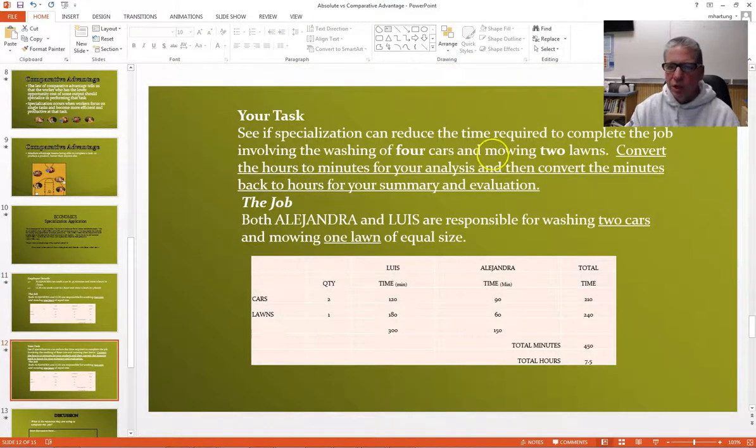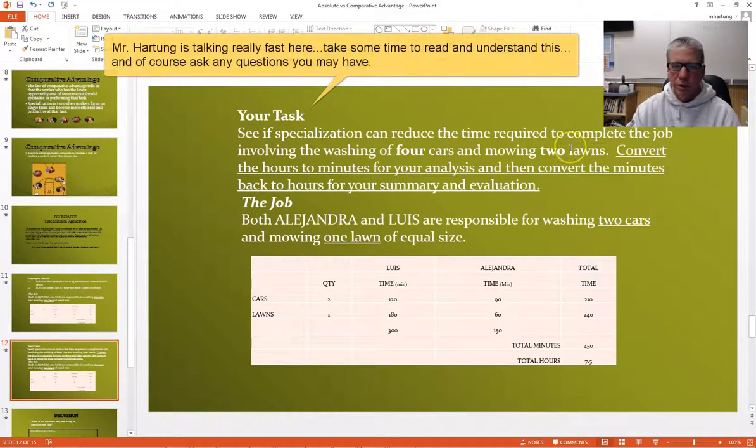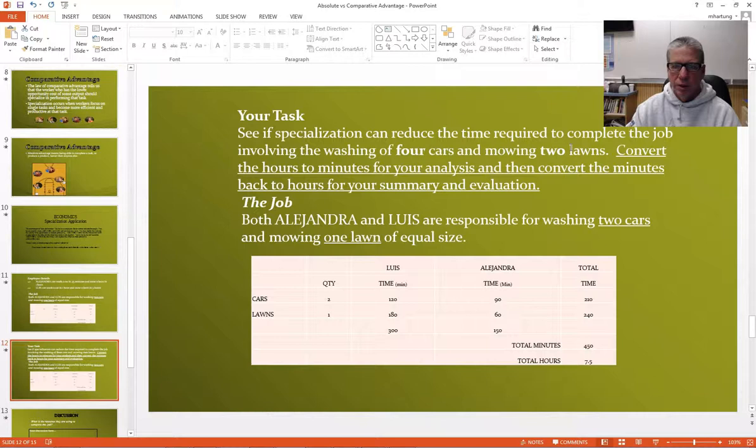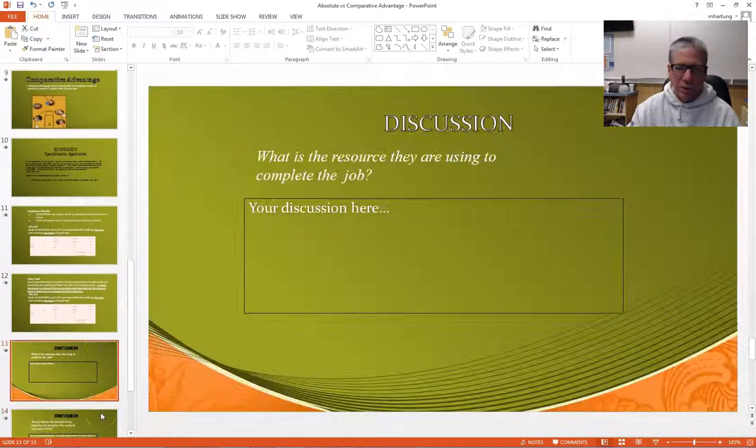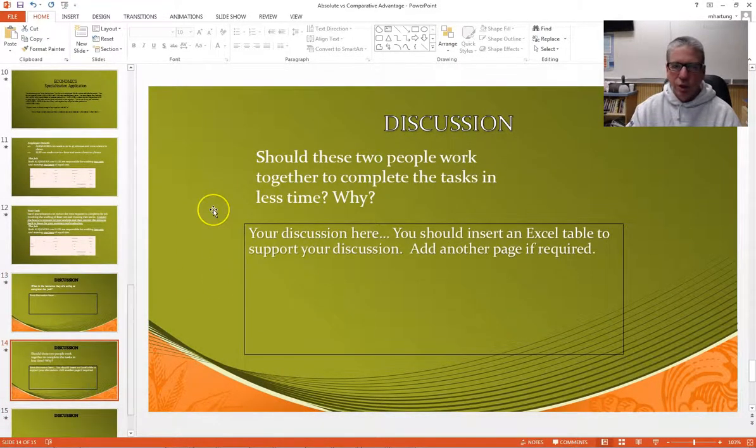See if specialization can reduce the time required to complete the job involving the washing of 4 cars and mowing 2 lawns. Convert the hours to minutes for your analysis, and then convert the minutes back to hours for your summary and evaluation that you will do here on these discussion pages. What is the resource they are using to complete the job? And should these 2 people work together to complete the task in less time, and why?